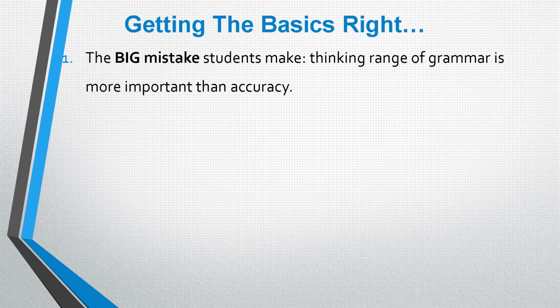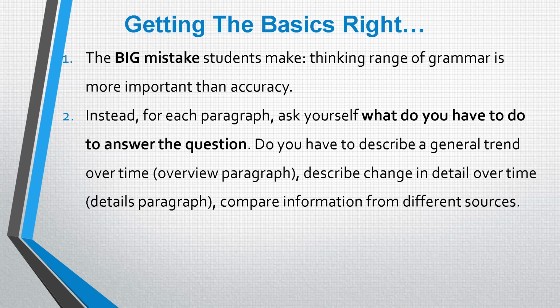When you use structures that you're not 100% sure with, then that is when your grammar band score starts to decrease. So try to use only the grammar structures that you know you can use accurately. So instead of trying to show off lots of different grammar structures, ask yourself, what do you have to do to answer the question? Do you have to describe a general trend over time, as in an overview paragraph? Do you have to describe change in detail over time? Or do you need to compare information from different sources?